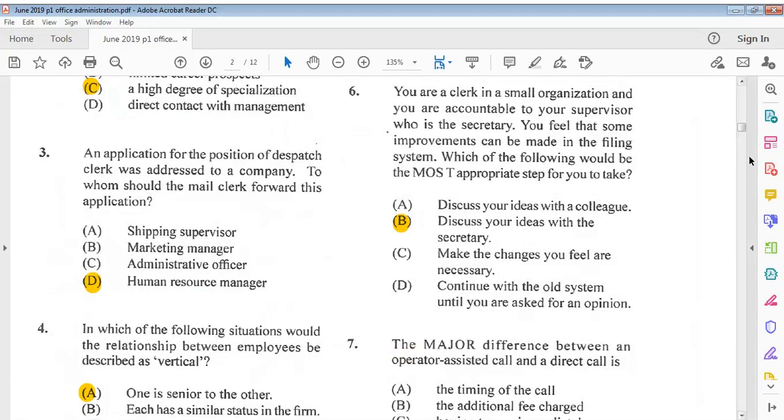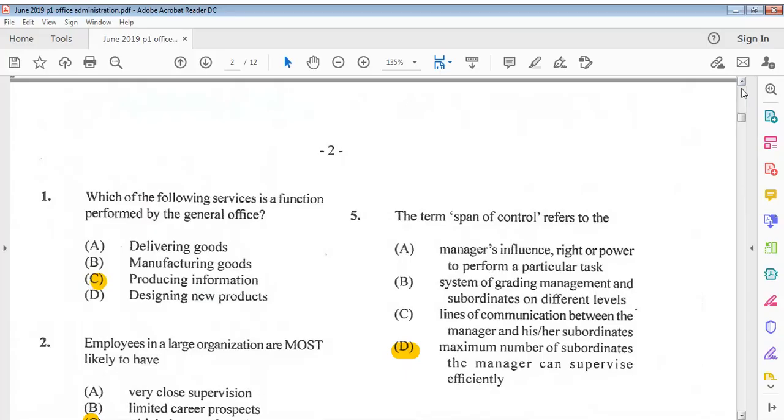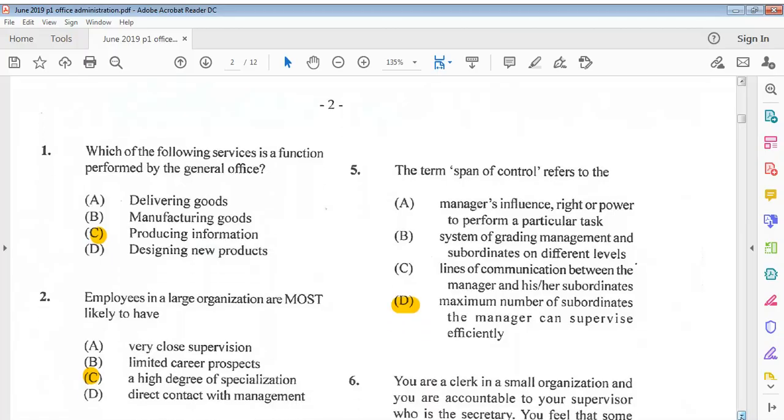Okay, here we go. So the first question says, which of the following services is a function performed by the general office? A. Delivering goods. B. Manufacturing goods. C. Producing information. D. Designing new products. Our answer is C, producing information. Let's move on to question number 2.